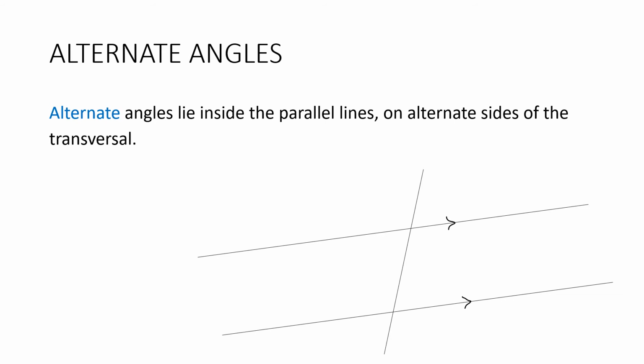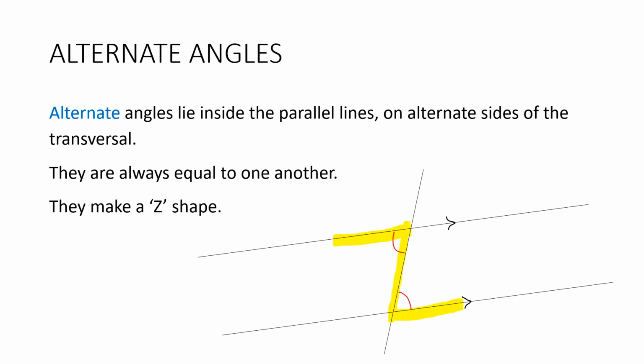Here's our second one. Alternate angles lie inside the parallel lines but on alternate sides of the transversal. Like these two. Okay, they're inside the parallel lines, can you see that? But they're on opposite sides of the transversal line. Okay, they're always equal to one another as well. In this case, they're both the acute angles, and they make a Z shape.